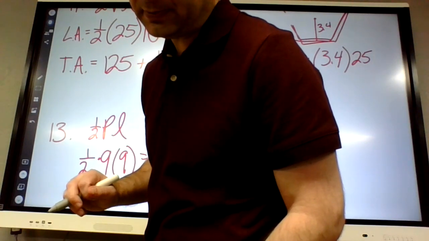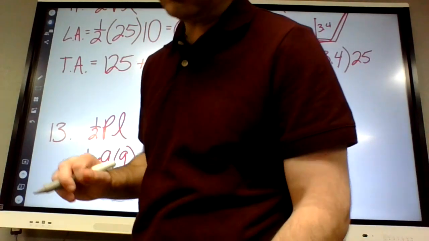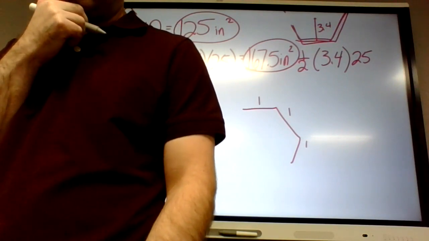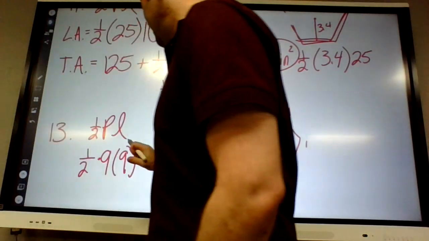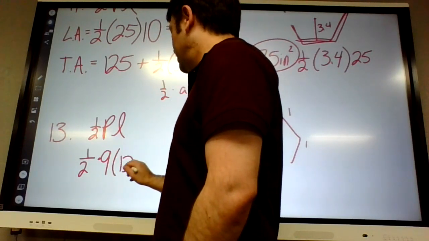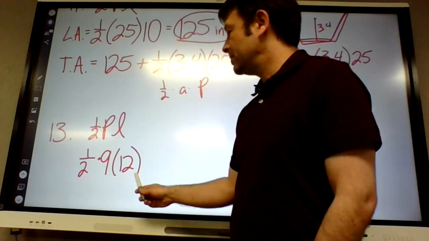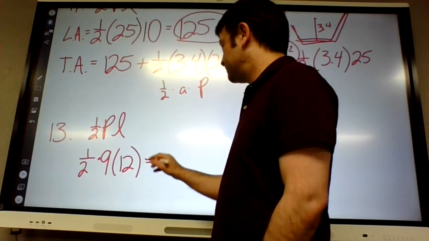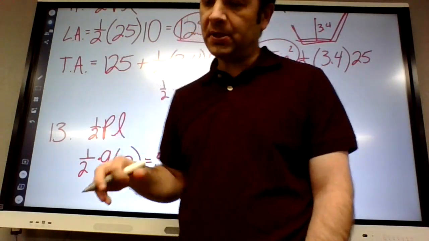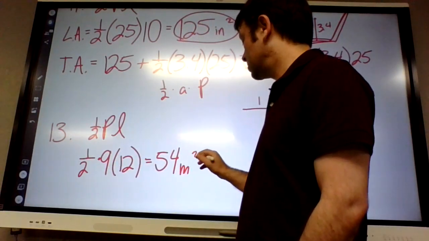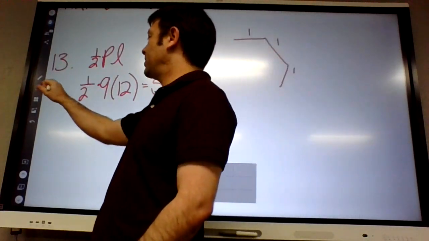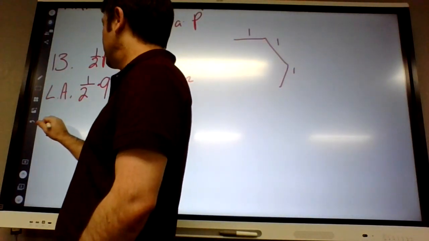Wait, something's wrong. Oh, the slant height was 12. Sorry, I looked at the wrong place. My bad. Okay, slant height is 12. It's 54 meters squared. Okay, that's the lateral area.